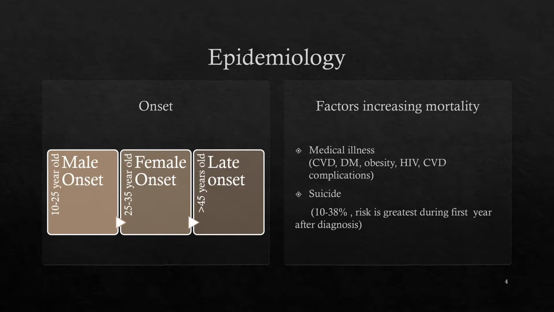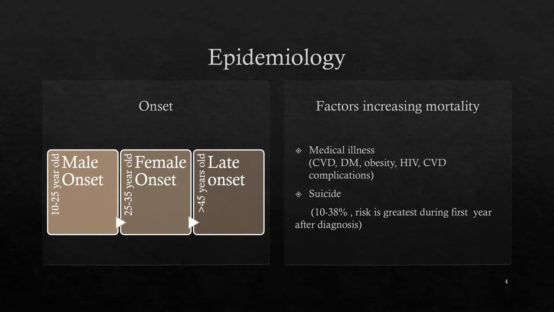Next would be the onset, or rather epidemiology. The prevalence of schizophrenia is quite equal between males and females. The ratio is about 1:1, although their presentation and onset differs slightly. In males, they usually present a bit earlier, from about 10 to 25 years of age, whereas females usually present between 25 to 35 years of age. If a patient presents with signs of schizophrenia above 45 years old, that is known as schizophrenia of late onset.